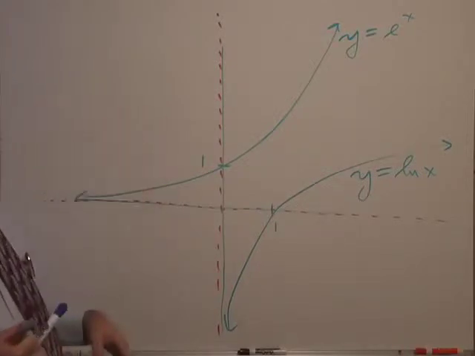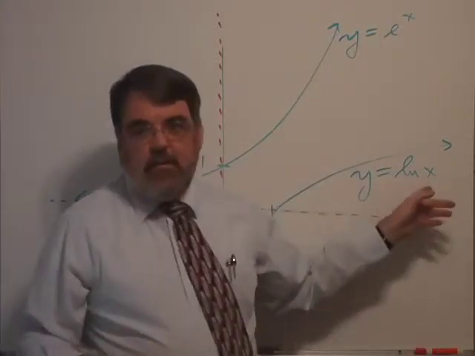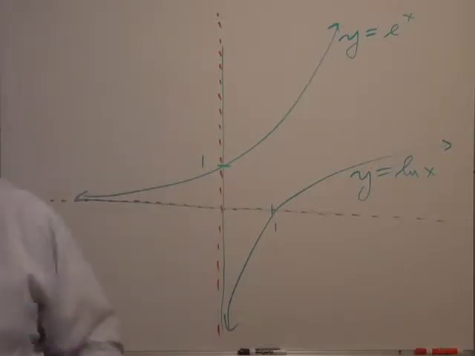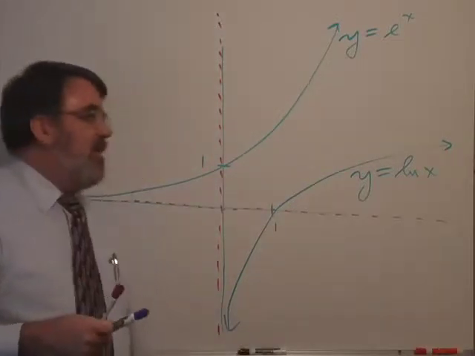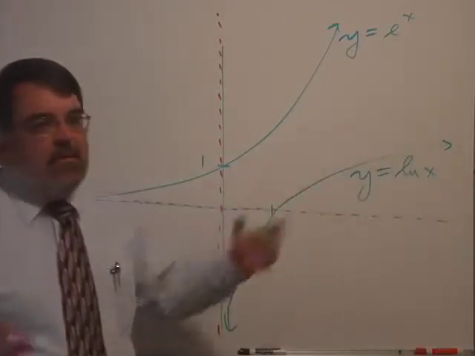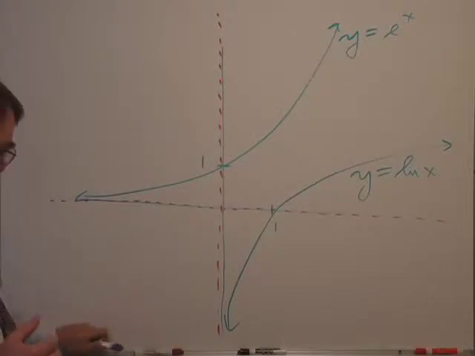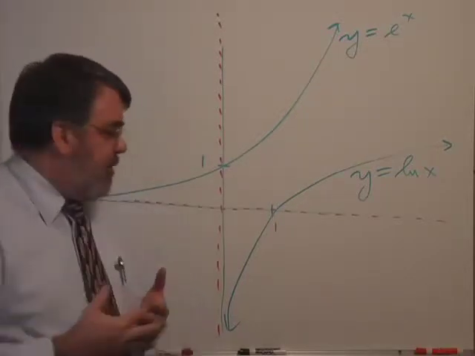Now you would see something very similar. I think my book probably has 2 to the x and log base 2. I didn't draw those electronically, but I did sketch those graphs using 2 to the x and log base 2. Very similar graphs. Now here's the neat thing about inverse functions. A logarithm is the inverse of its corresponding exponential function.